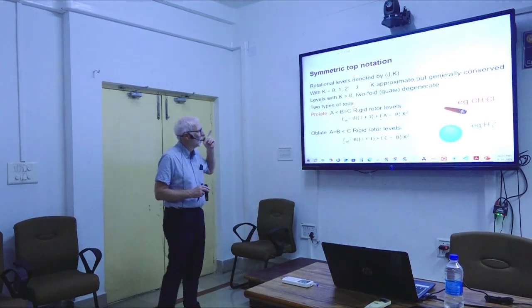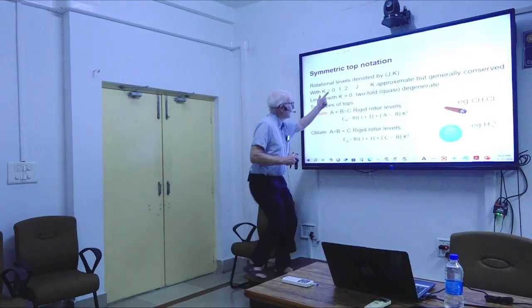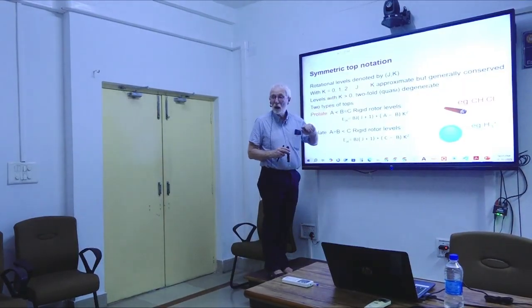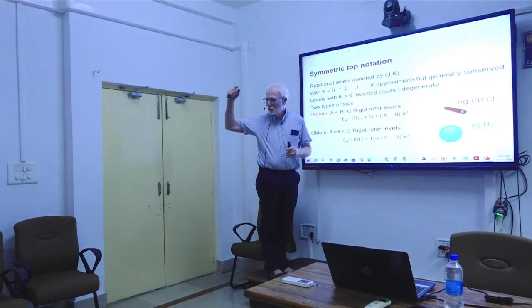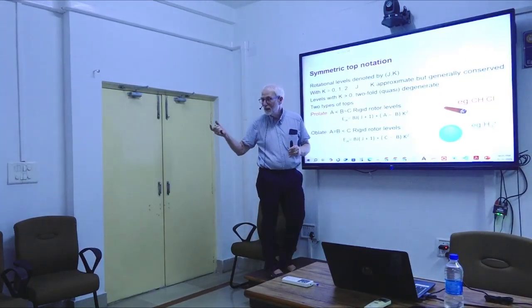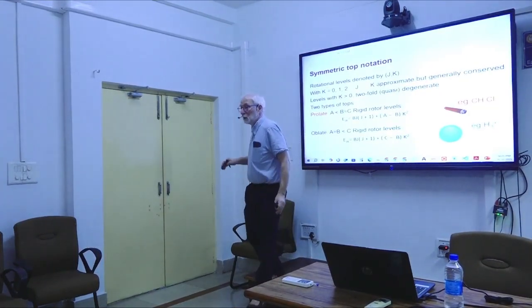The K equals 0 energy level is unique. All the other ones are degenerate. In principle, there's one with +1 and -1, +2 and -2, but they have the same energy, so you normally just give the absolute value of K.